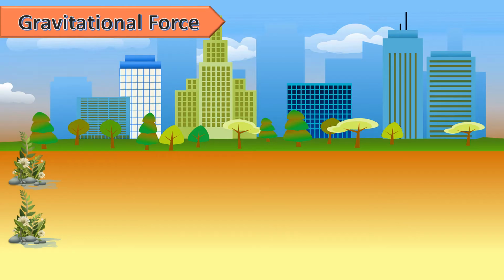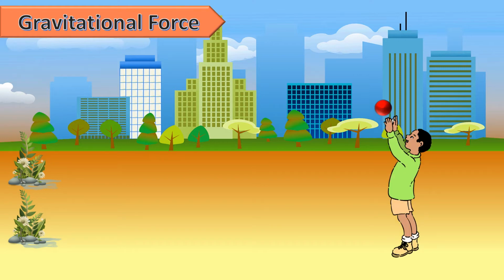Now, we will see what is a gravitational force. In the picture, you can see that while playing, when a boy throws a ball in the vertically upward direction by applying force, it reaches a certain height and comes down again. Why does this happen? Why does the ball not move forever in an upward direction?